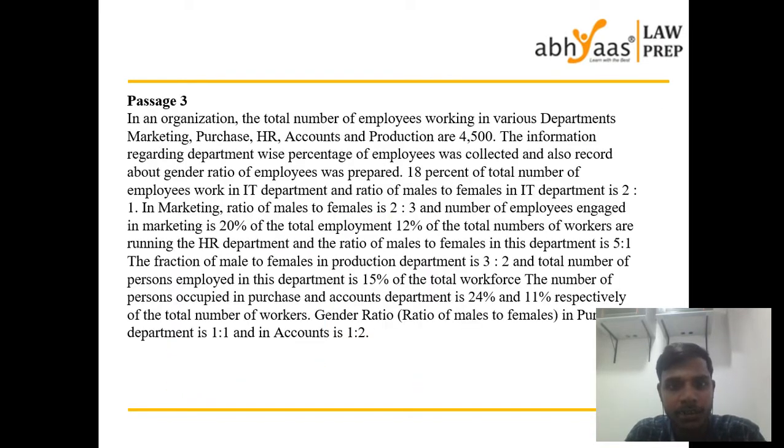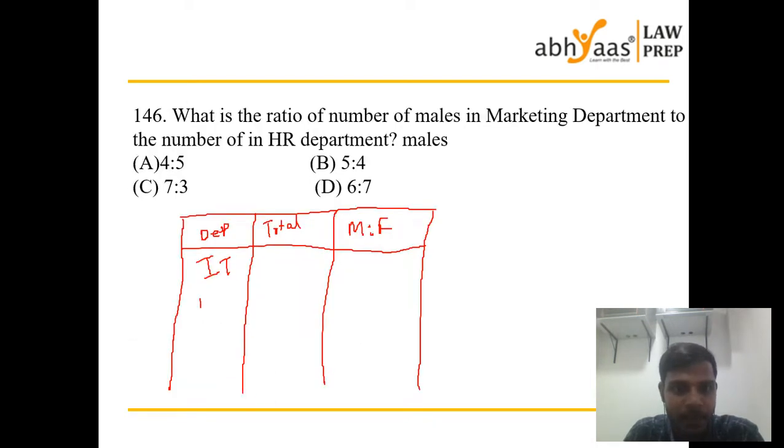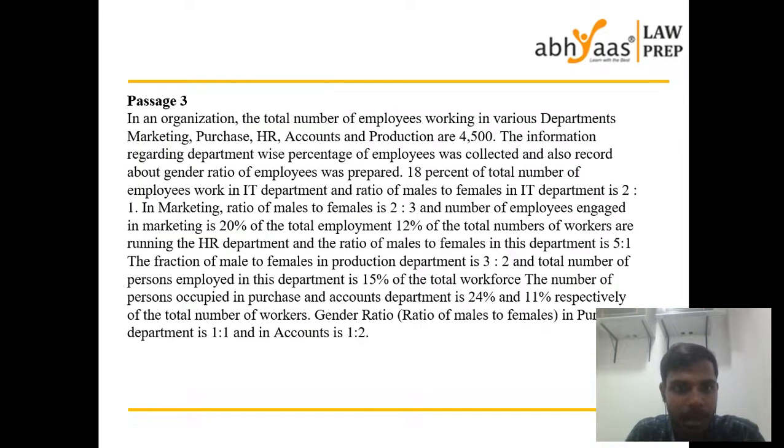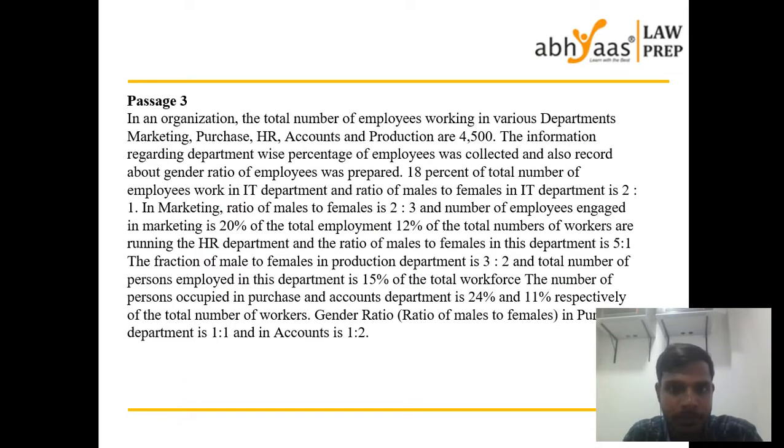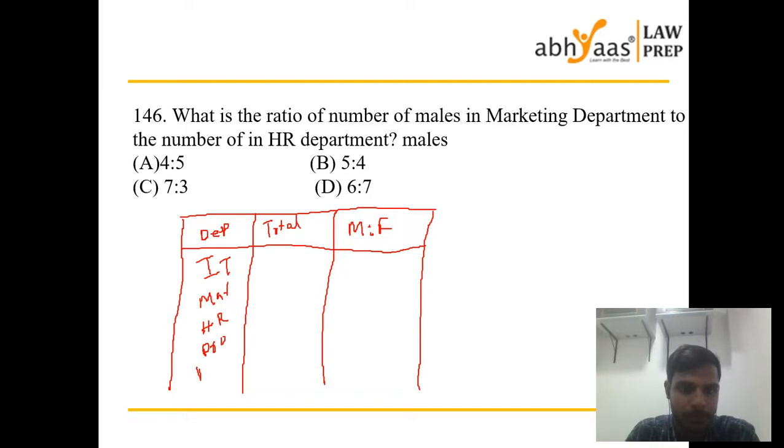Next is marketing. After marketing, it is HR, production, and the total number of persons employed in this department. Okay, production, and the number employed in the purchase department. What is the other thing? Purchase. Only the purchase department is left.